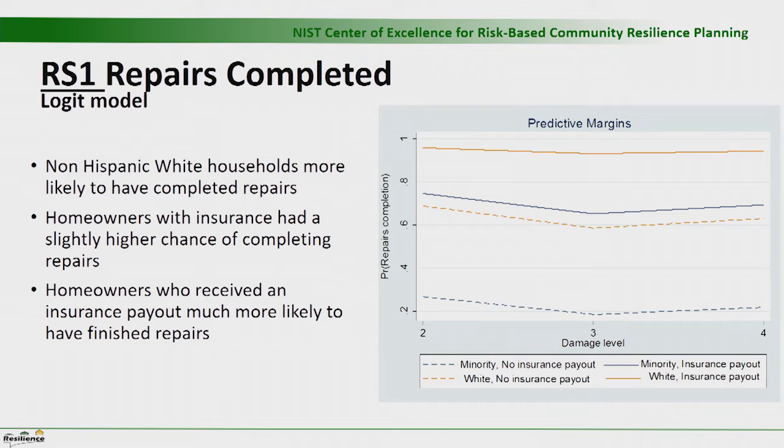As an example of predictions from that model, we have the damage levels, we have the minority status, and we have this factor of not only whether you had insurance or not, but did you receive a payout from your insurance 14 months after the event, which you can see determines the outcomes.